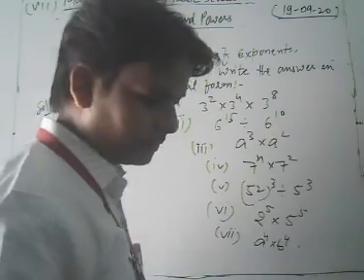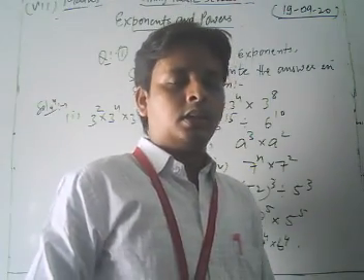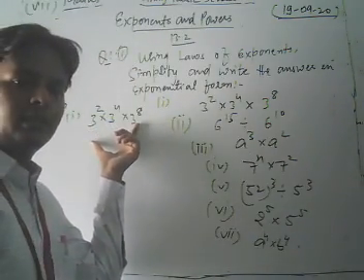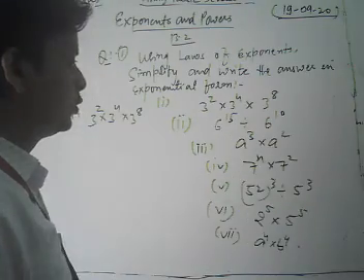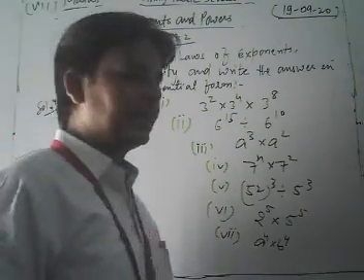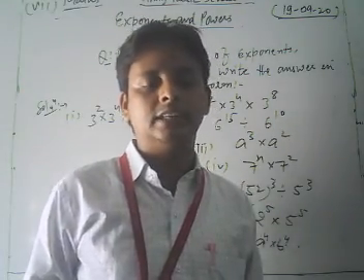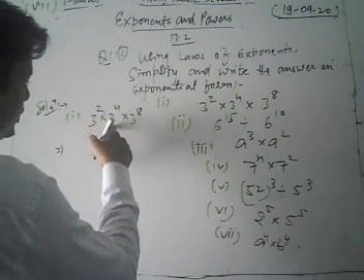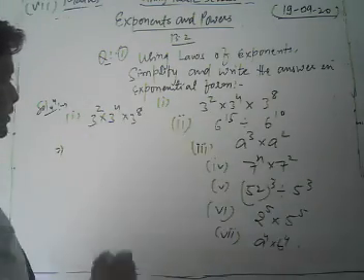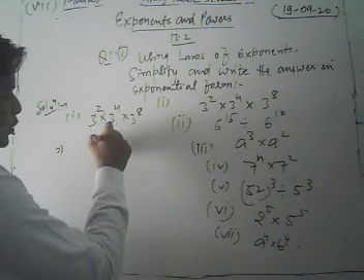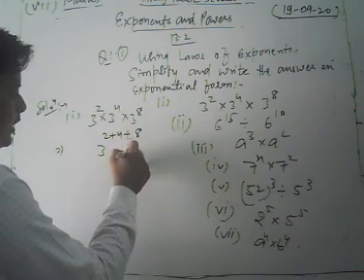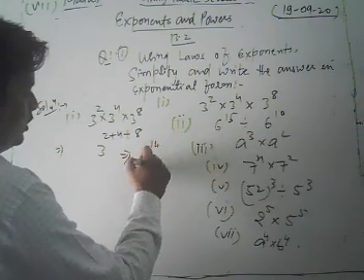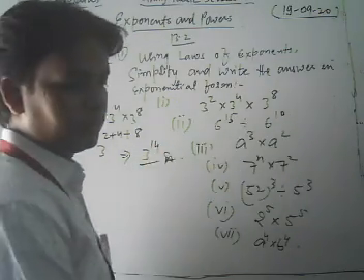Dear students, in that type of question, we apply the laws of exponents, as you know that a to the power m into a to the power n, we write as a to the power m plus n. So here we have 3 to the power 2 into 3 to the power 4 into 3 to the power 8. The bases are the same, so we can write 3 to the power 2 plus 4 plus 8, that is 14. So here our final answer is 3 to the power 14.